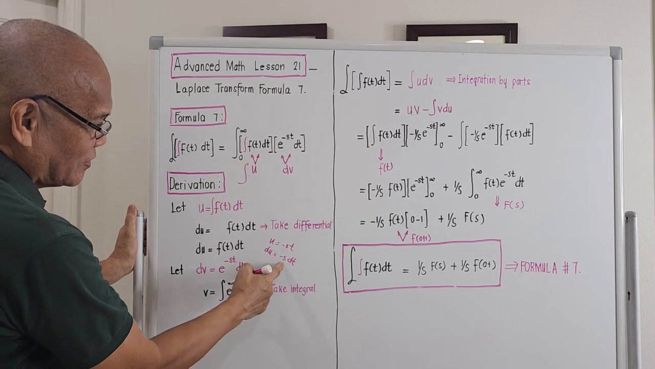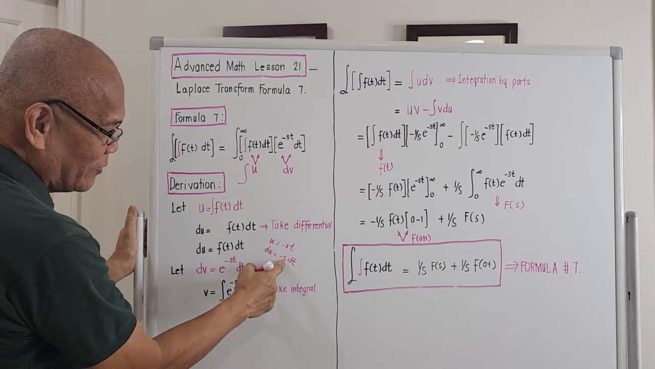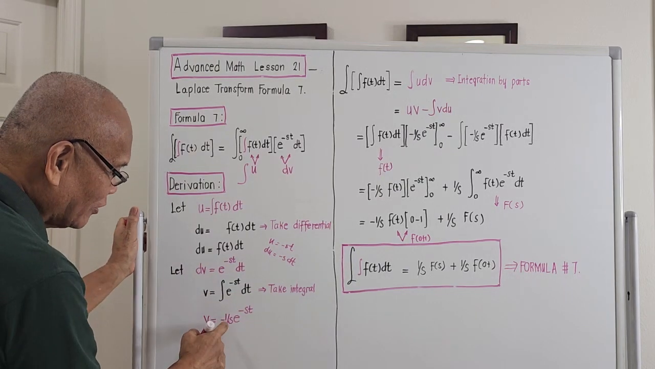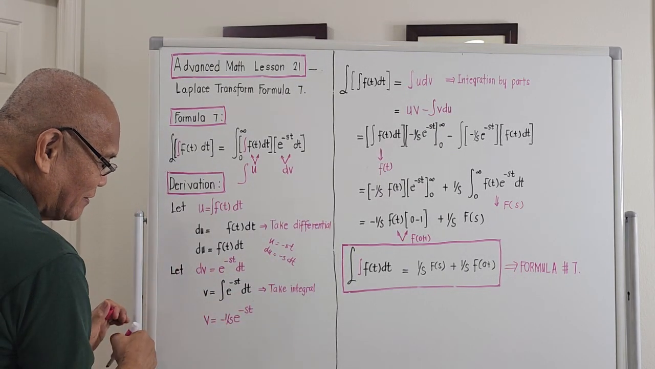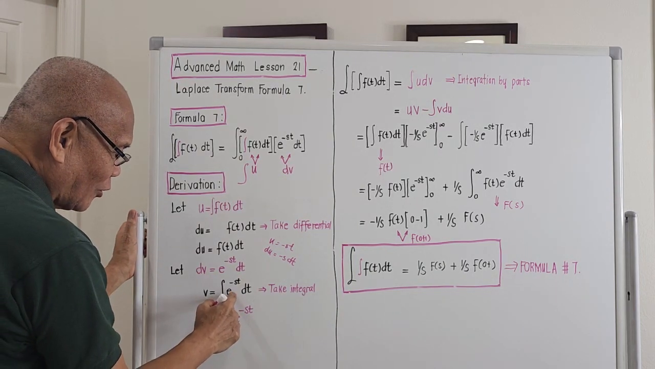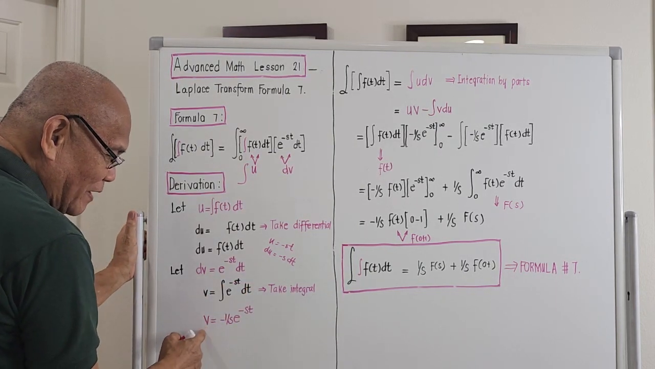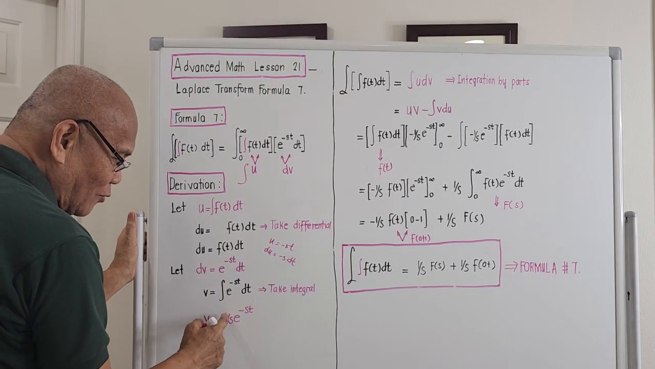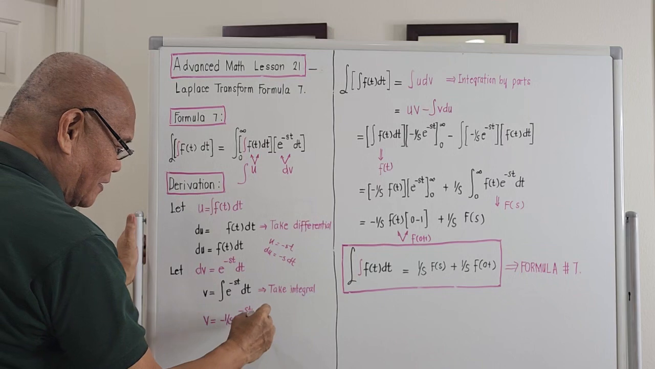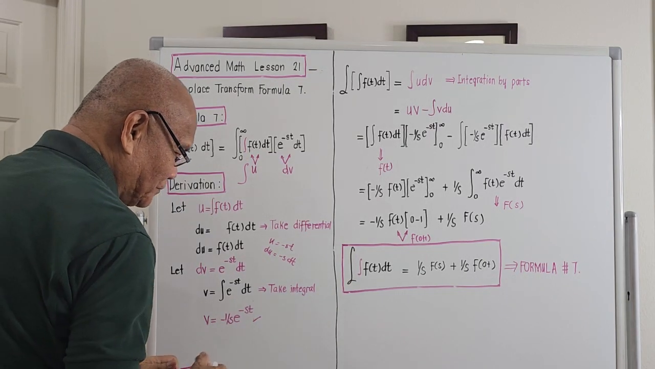It is not exact. We missed the negative s. So to integrate this one, we introduce negative 1 over s outside. After the introduction, this now falls under the integral of e to the u du. So v now will be negative 1 over s, e raised to negative st. That's the integral.